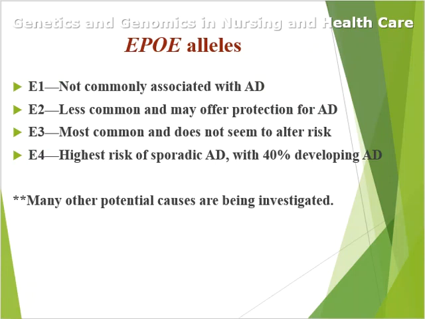So the APOE alleles, there's 4 of them. Allele E1 is not commonly associated with Alzheimer's disease. E2 is less common and may offer some protection against getting Alzheimer's. E3 is most common and does not seem to alter the risk, but the E4 allele presents the highest risk of sporadic Alzheimer's, with 40% developing Alzheimer's disease. Many other potential causes of Alzheimer's are being investigated.